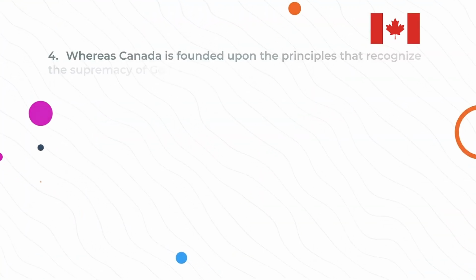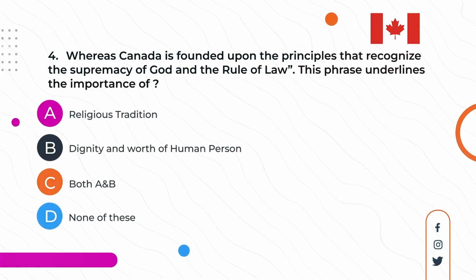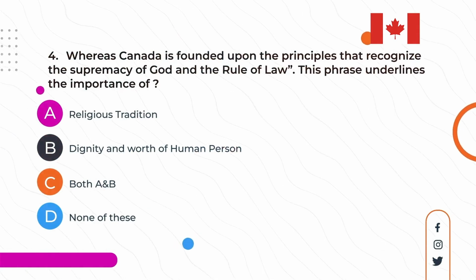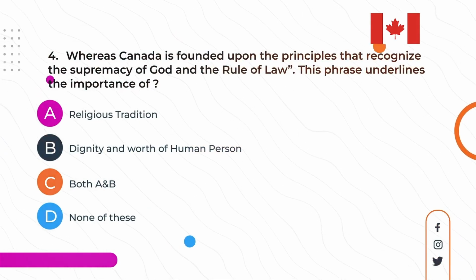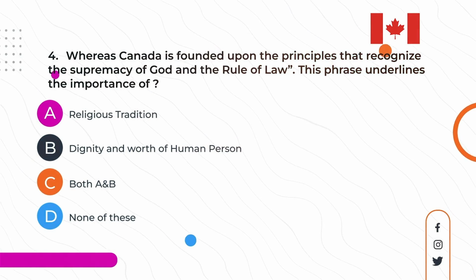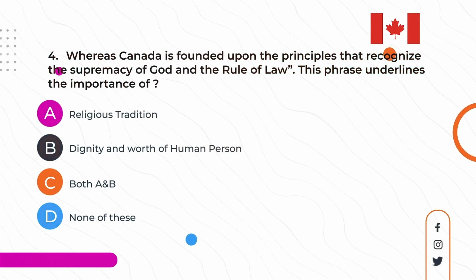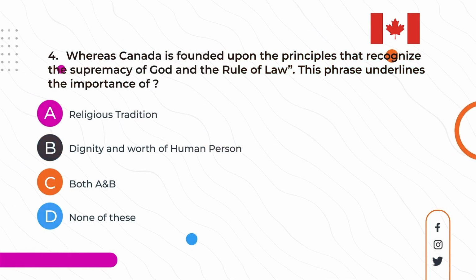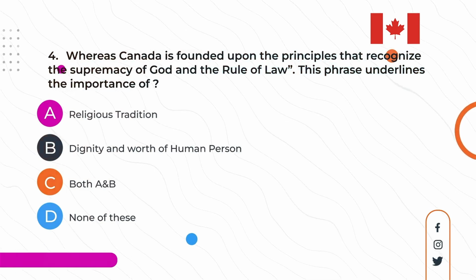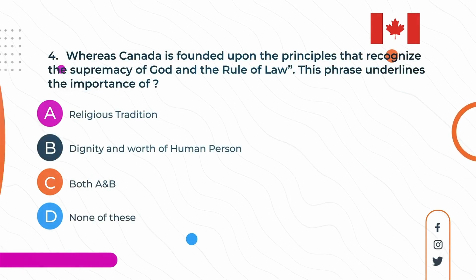Number 4. Whereas Canada is founded upon the principles that recognize the supremacy of God and the rule of law. This phrase underlines the importance of A. Religious tradition. B. Dignity and worth of a human person. C. Both A and B. D. None of these.